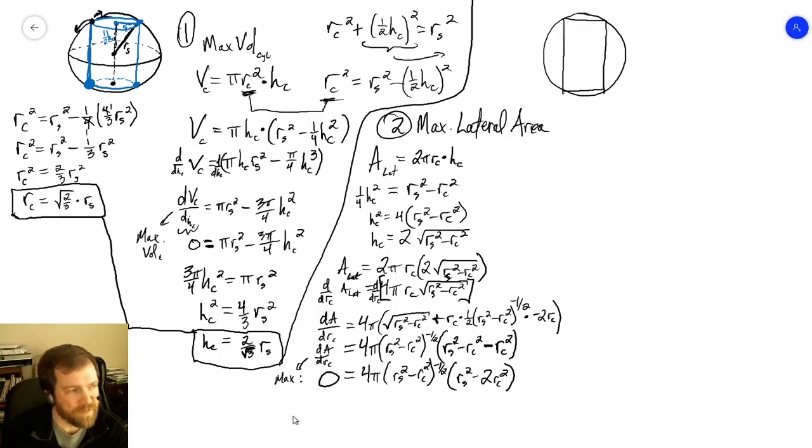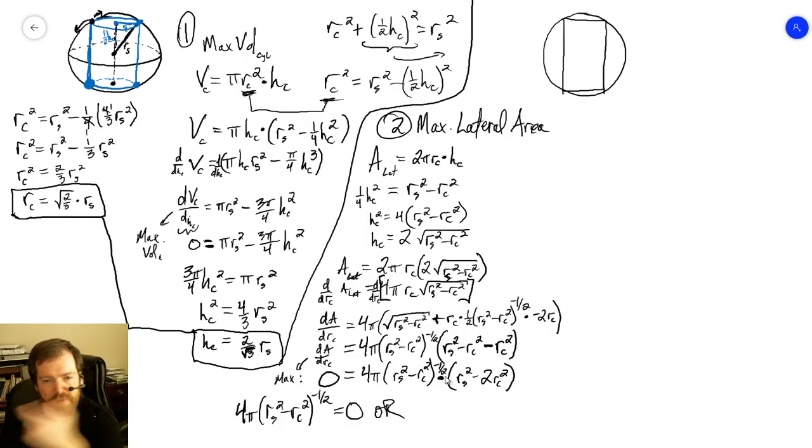Or our respective fields. All right, so this is again the same stuff as we did last time. Either the 4 pi times rs squared minus rc squared raised to the negative 1/2 is equal to 0, or the other stuff is. So again, because of the zero product property, either this stuff is 0 or this stuff is 0. If this stuff is 0, again, this is 4 pi divided by something equals 0, but you can't do that because otherwise 4 pi would have to be 0.